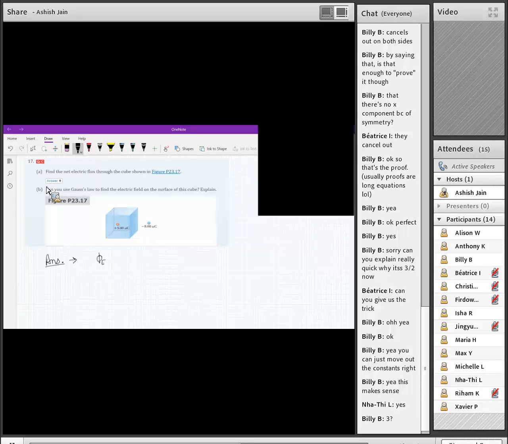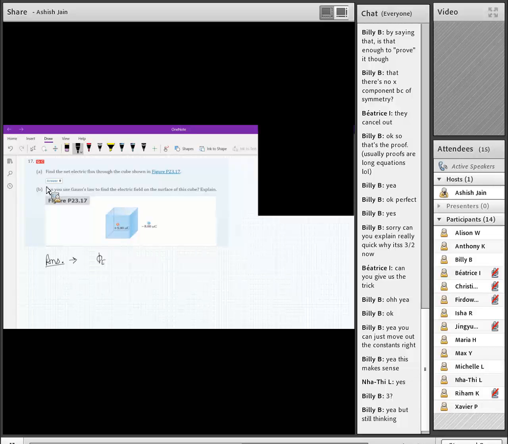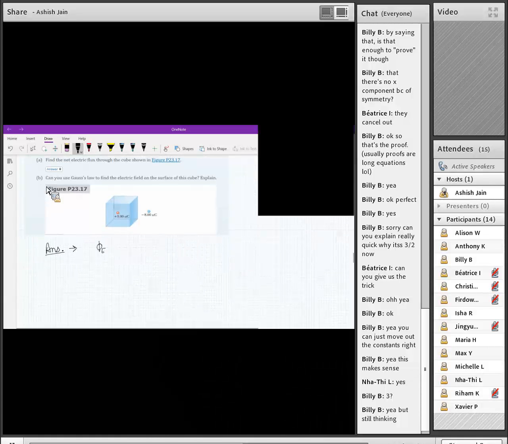3 nanocoulomb by epsilon naught, is it? That's what you want me to say? That's what you meant to say, right? That 3 nanocoulomb by epsilon naught? But still thinking. Okay, go ahead. I'll drop the answer in the meanwhile. You're right. It is 3 nanocoulomb by epsilon naught.